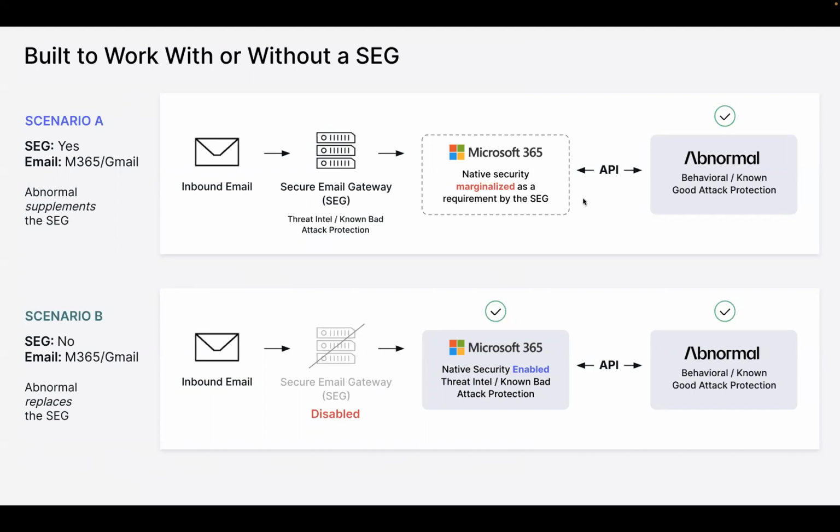Since we're doing this via API, we do not change MX records. We do not interfere with email flow. We're simply connecting to Microsoft directly to see what are the things that are still getting through, things that individuals are clicking on, vendors that potentially get compromised, end users replying back to a variety of these bad attacks. We want to make sure we catch those as well.